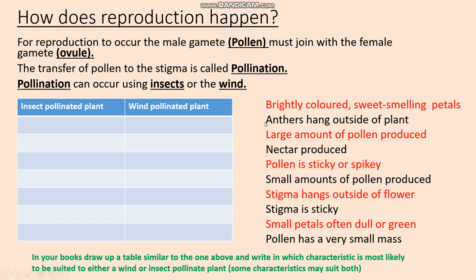The second statement here, anthers. Now if you remember, the anthers are the parts where the pollen are. So the anthers contain the pollen. If they hang on the outside of the plant, then they're more likely to be wind pollinated. So the wind can blow against the anthers and transfer the pollen away again. Okay, so we're always interested in trying to get pollen away from the parent plant.